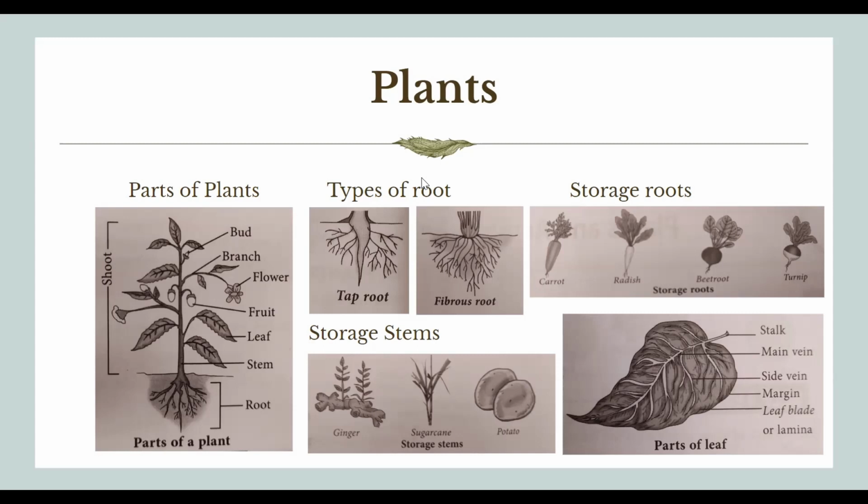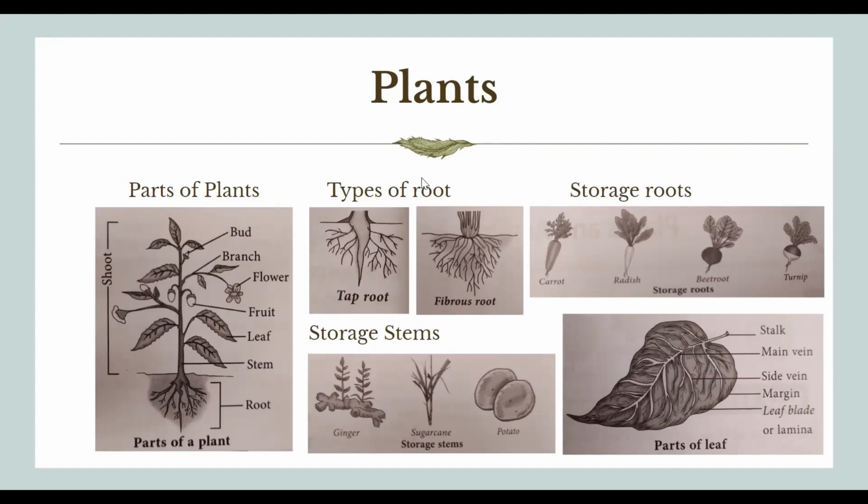Today we are starting with the first chapter, plants and animals. We'll be doing all the topics today. So, starting with the parts of a plant. What do you understand with this? See, I'll explain all the things, and if you don't understand, you will ask me.